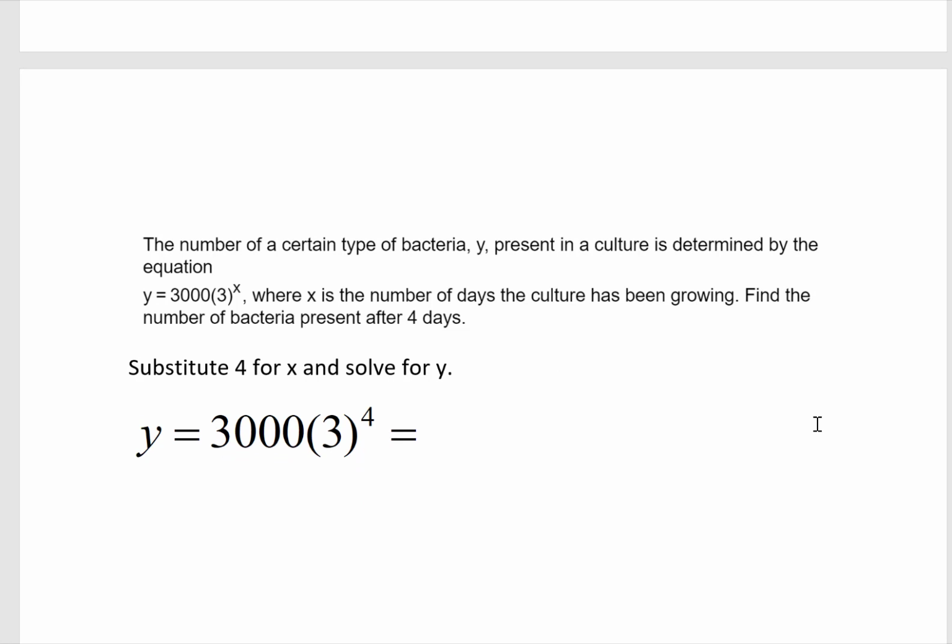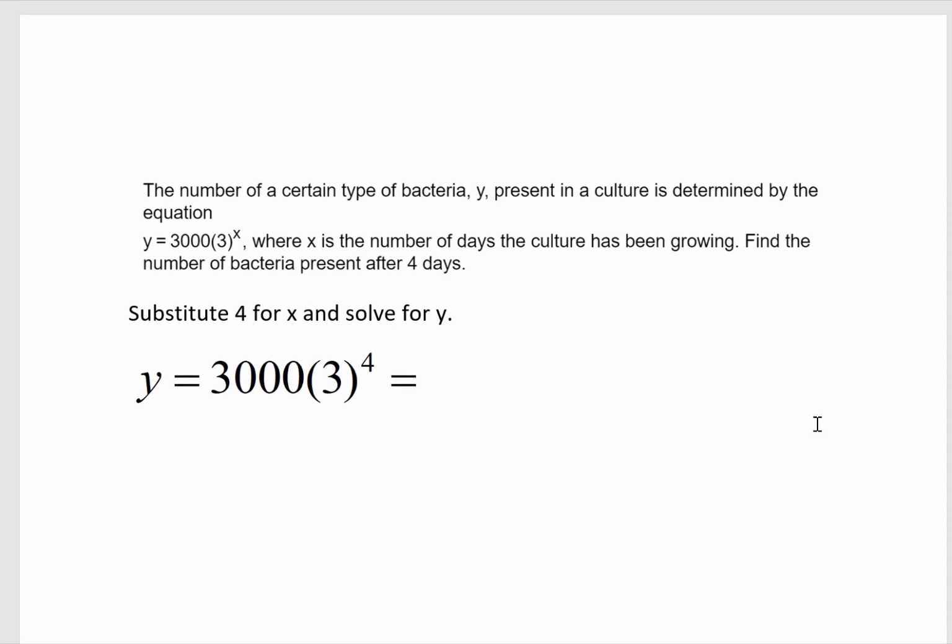The number of a certain type of bacteria Y present in a culture is determined by the equation Y equals 3,000 times 3 raised to the x power, where x is the number of days the culture has been growing. Find the number of bacteria present after 4 days. Substitute 4 for x and solve for y. And I've put that formula down here.